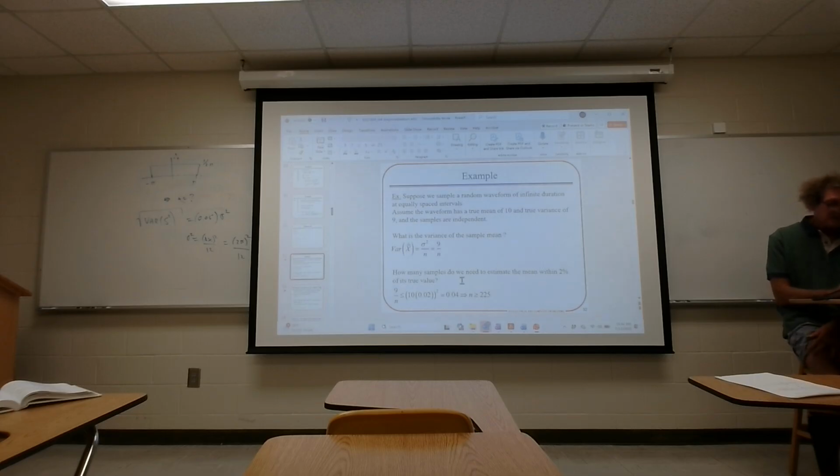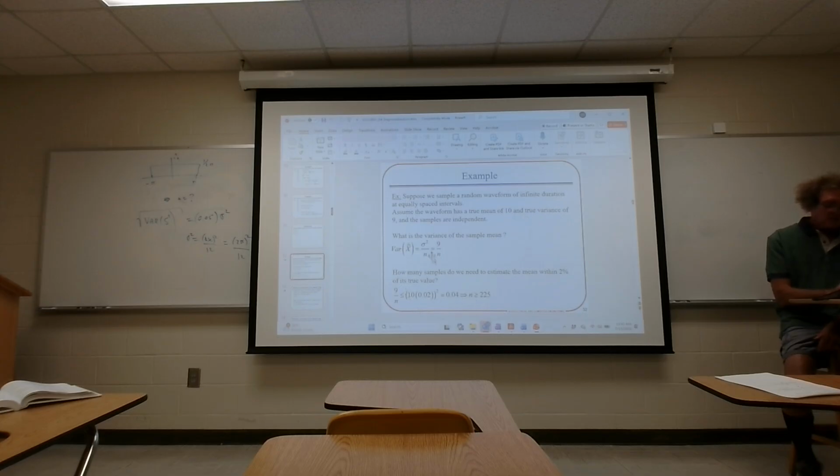So here's this question. How many samples do we need to estimate the mean within 2% of the true value of the mean? Well, for this one, obviously the variance here is going to be equal to 2%, or 2 times 10 to the minus 2, of the true mean, which is going to be 10. With me? That would be how I'd state the problem.